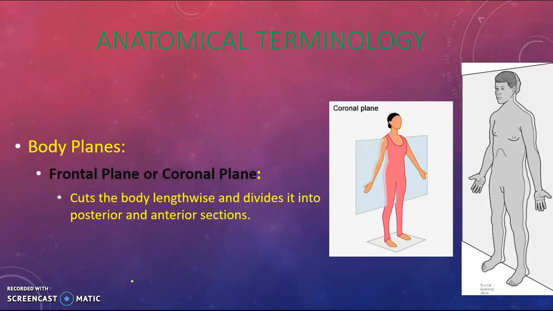Next is the frontal plane, or it's often called the coronal plane as well. Both terms can be used interchangeably. This is going to cut the body into anterior and posterior sections. So once again, if you reference those pictures, it's an imaginary line dividing the body into front and back parts. Movements that go through the frontal plane are going to be side-to-side movements, so jumping jacks would be an example.